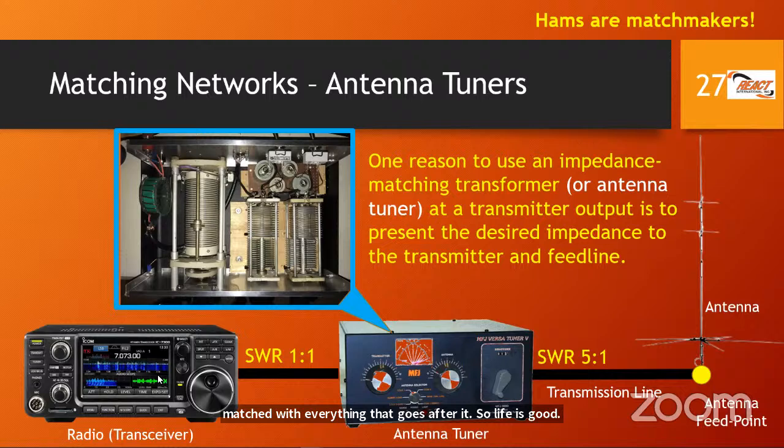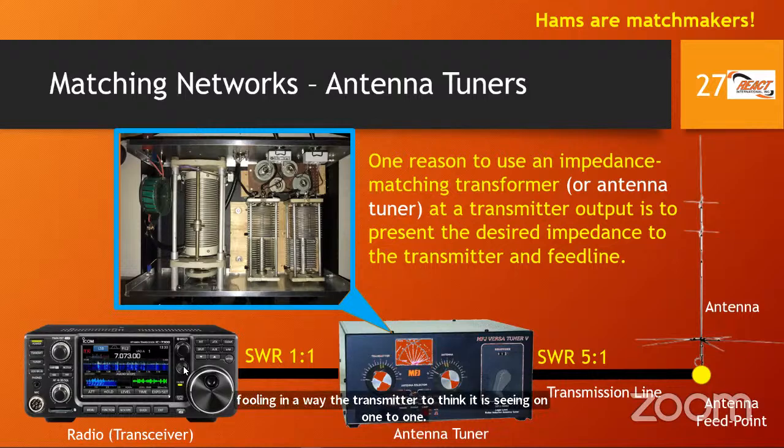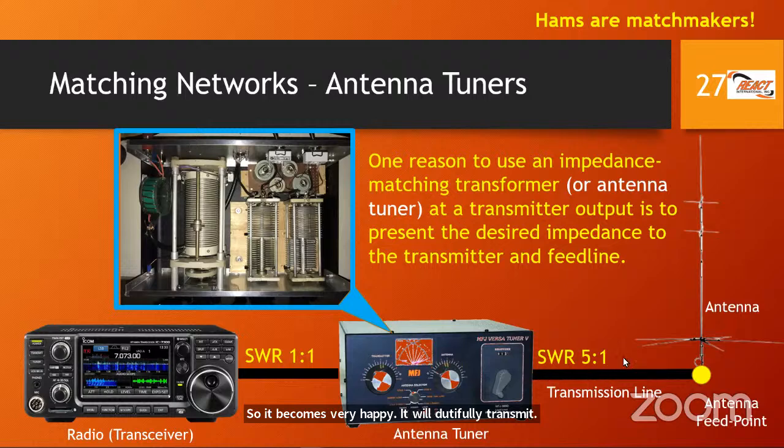What is happening, you're fooling in a way the transmitter to think it is seeing a 1:1. So it becomes very happy. It will dutifully transmit. And you wouldn't damage your radio and all of that. But the efficiency is what is affected. But the SWR is still there, the standing waves are still there, but your radio will transmit happily. All right.